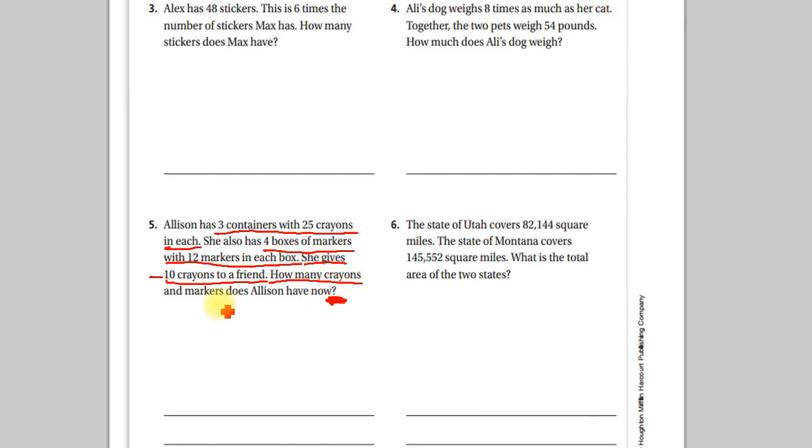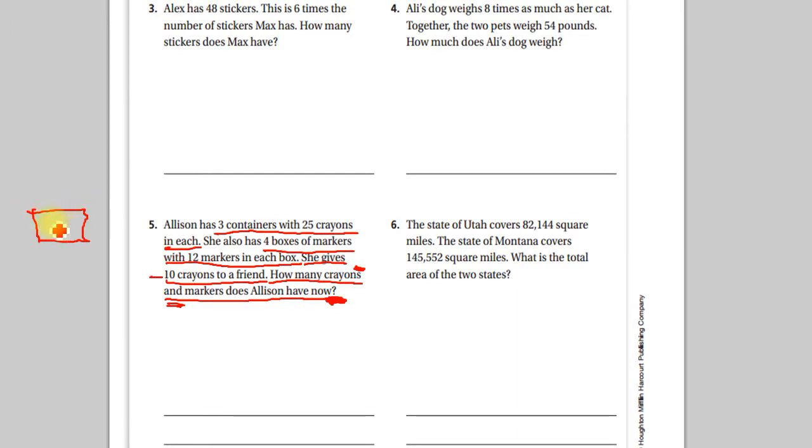How many crayons and markers does Allison have now? And we're combining. Okay. So first I'm going to find the crayons. How many crayons did she start out with before she gives 10 away? So there's 3 containers, and I could draw a picture to model that.